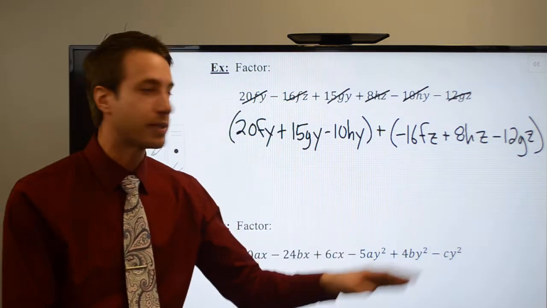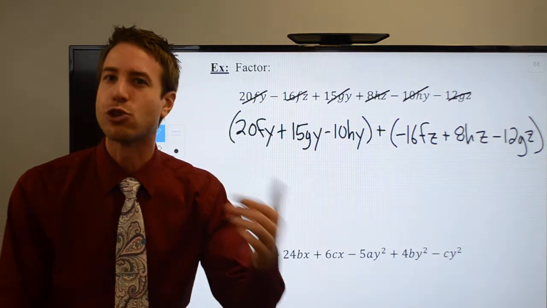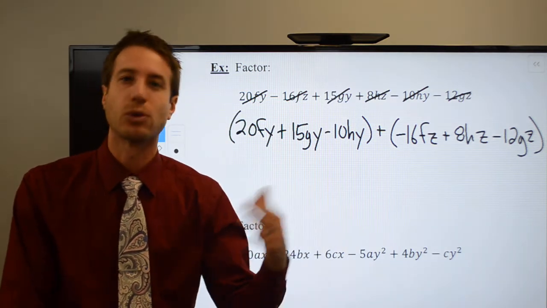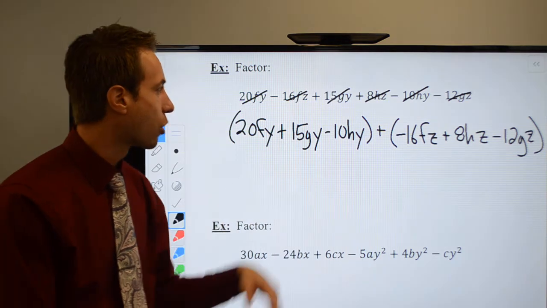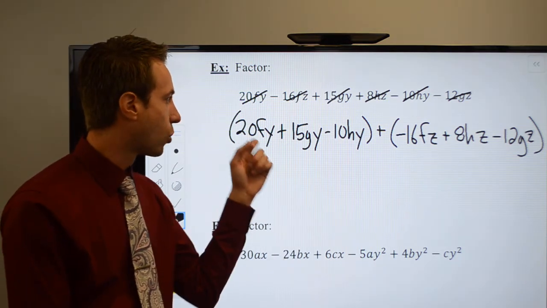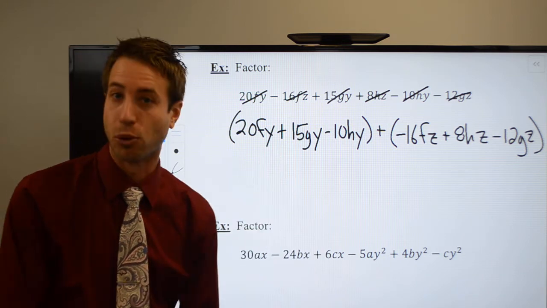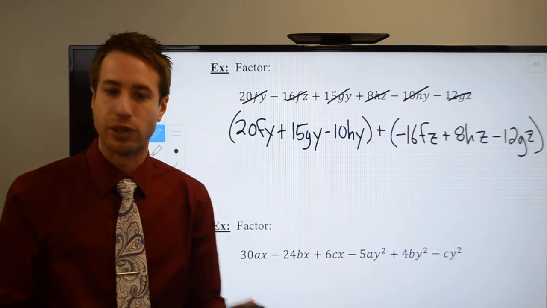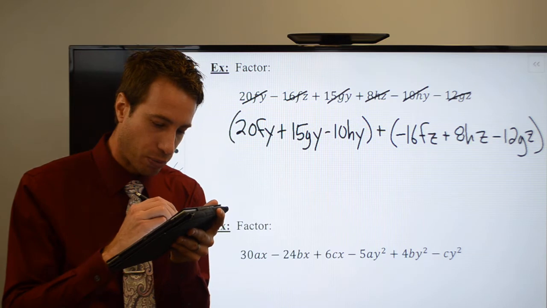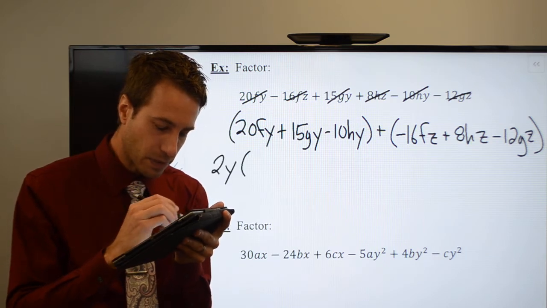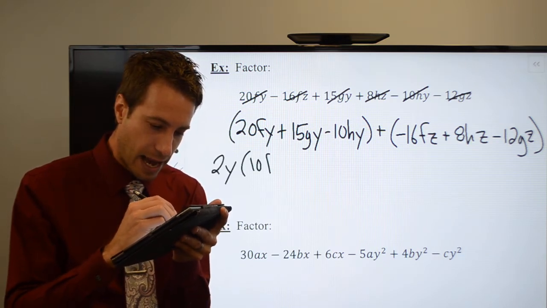I now have them grouped together based on just an initial glance at it, recognizing what some of them have in common. So now I'll go through and pull out what I can. 20, 15, and 10. Looks like I can pull out a 2, and of course I can pull a y out of everybody. That's how I knew I was going to group those ones together. So we'll pull out a 2y.